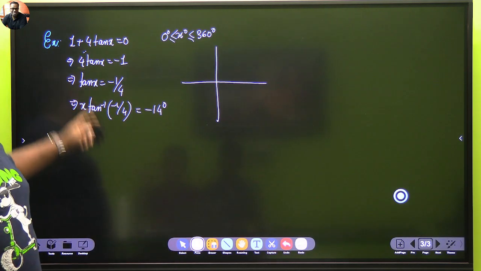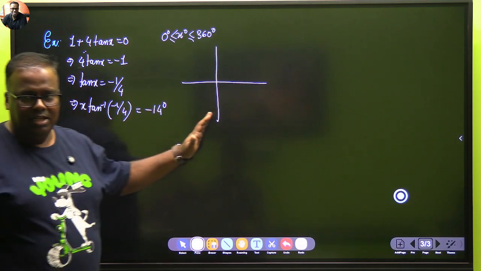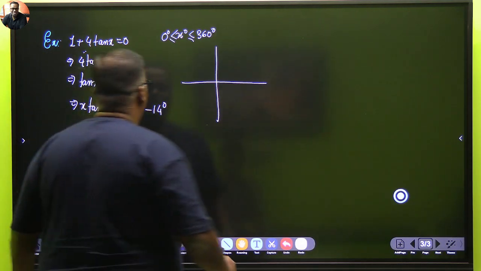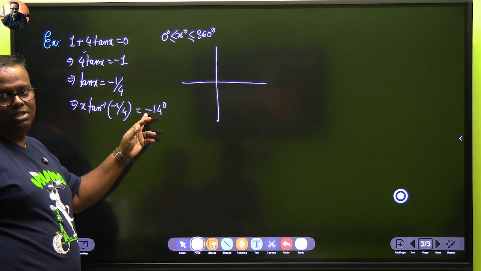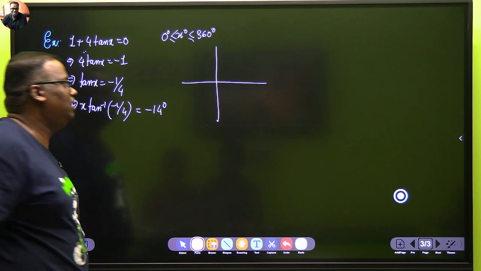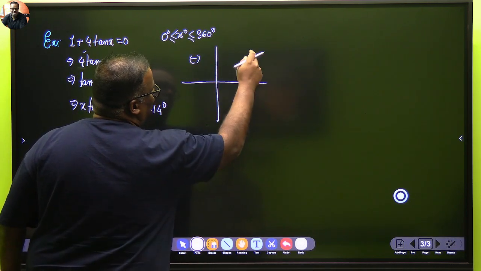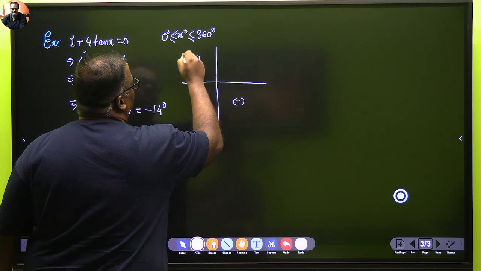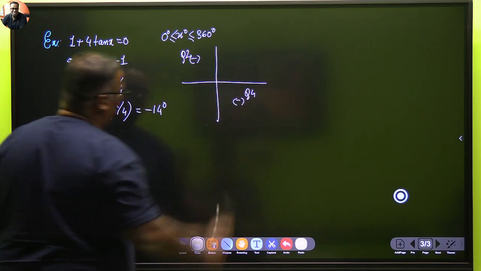Now, the parent function is tan. Tan is a function, we will not transform it. So tan, and the final answer is negative. I think tan will be negative out here and out here, because all are positive here and tan is positive here. So our answer should be in Q2 and Q4.